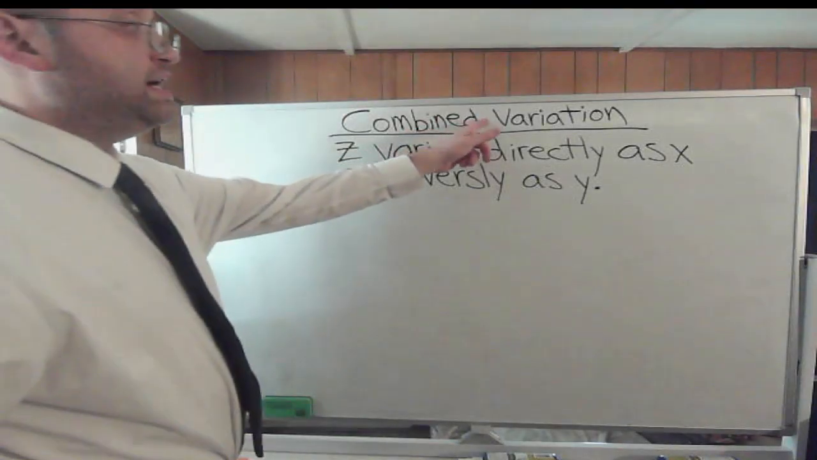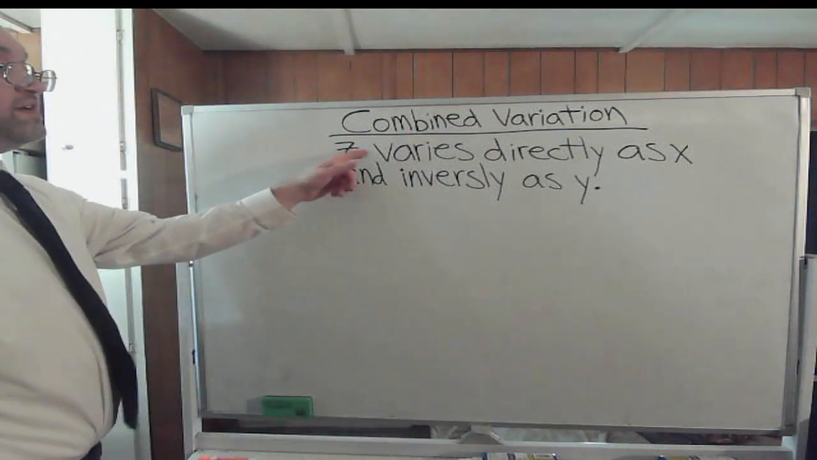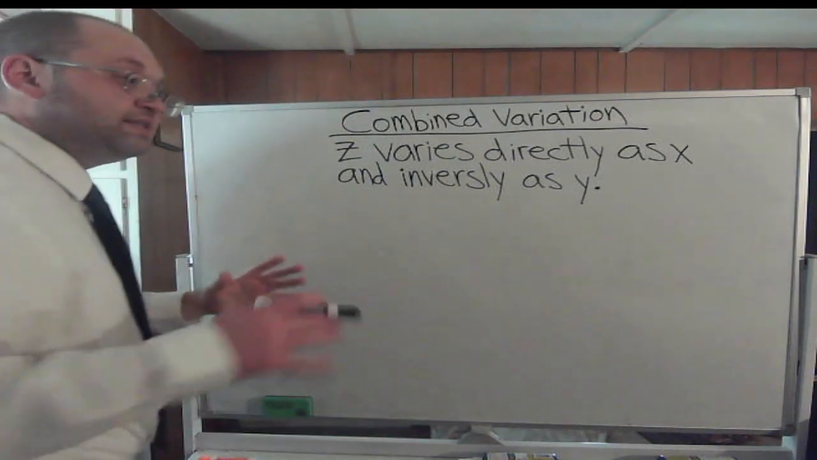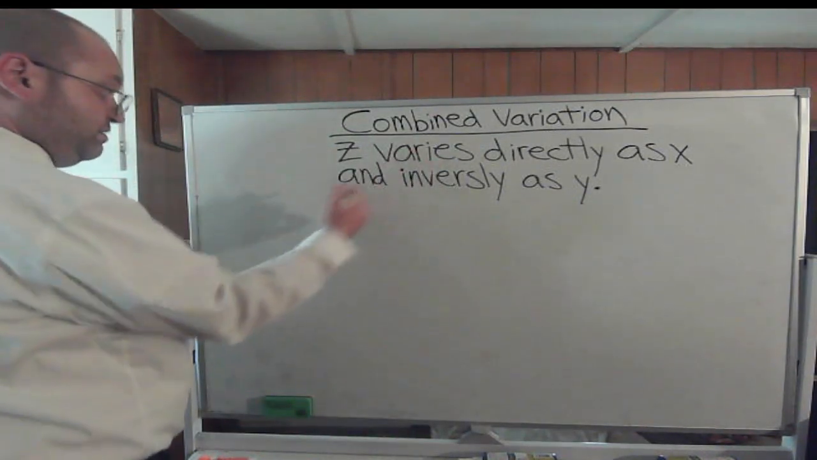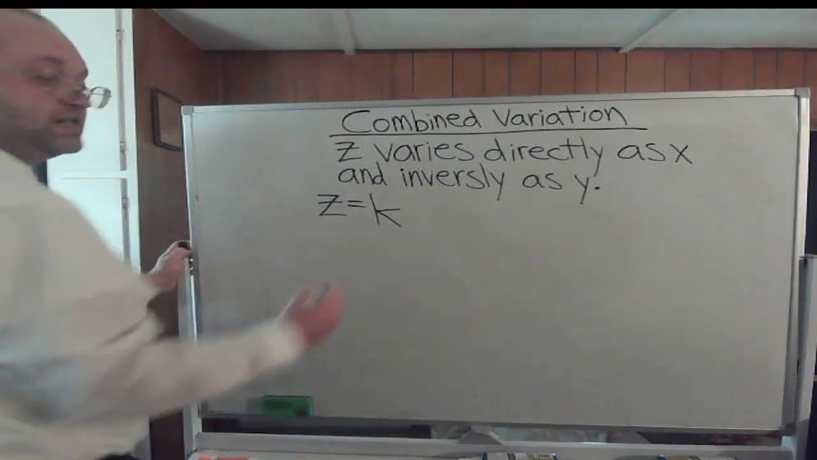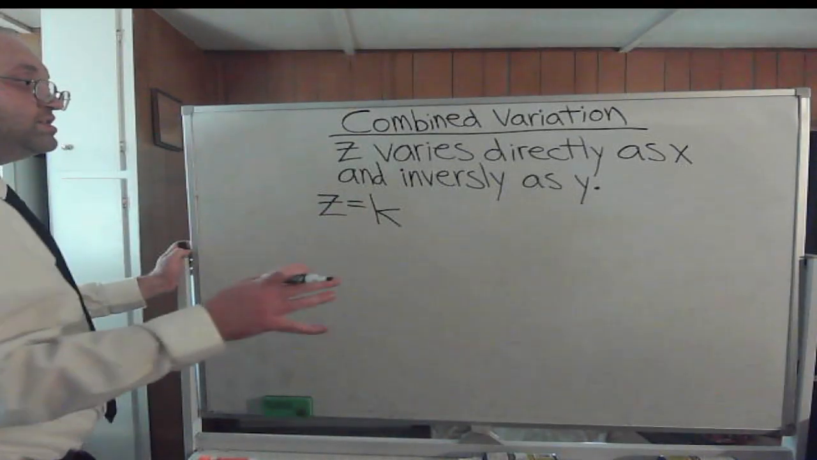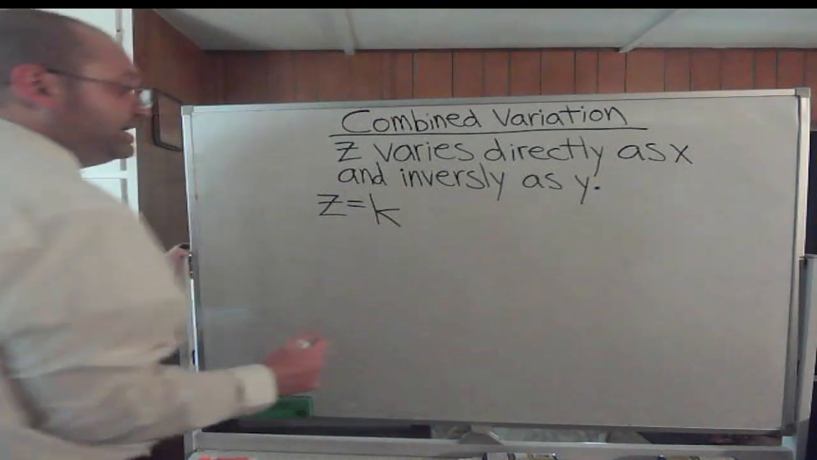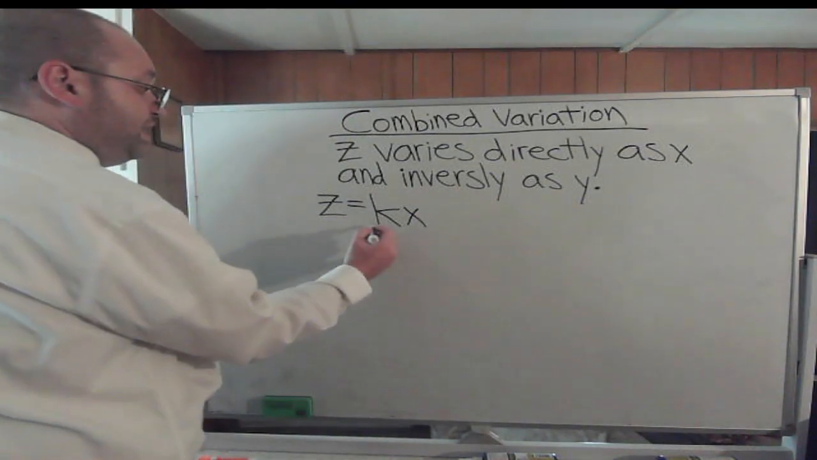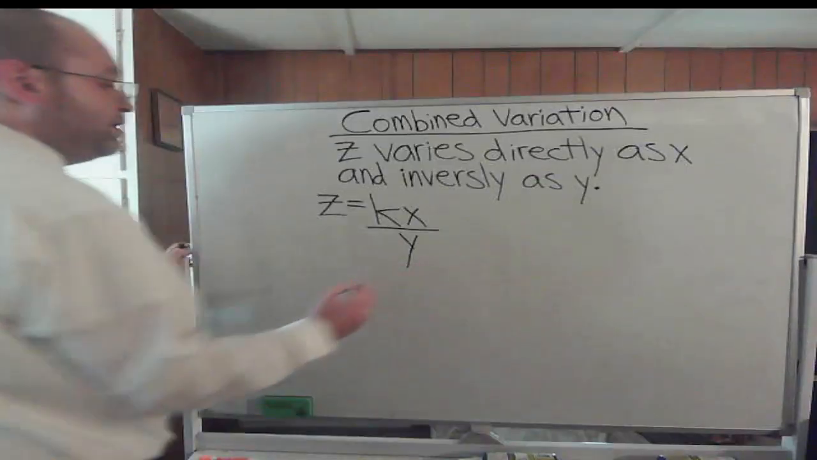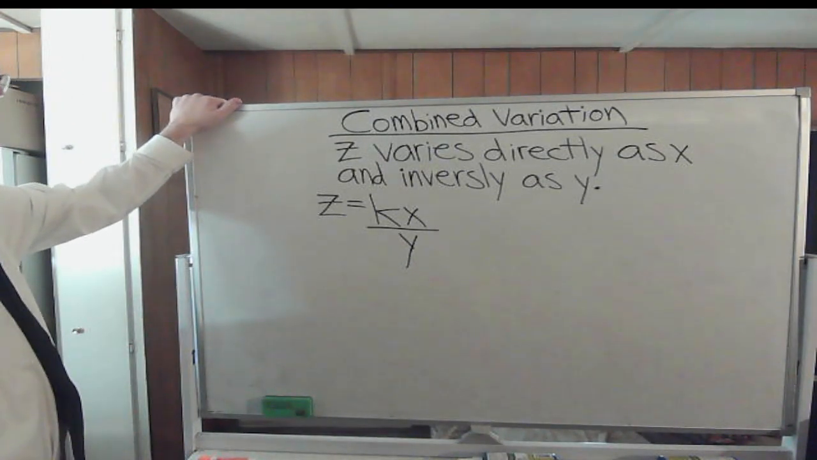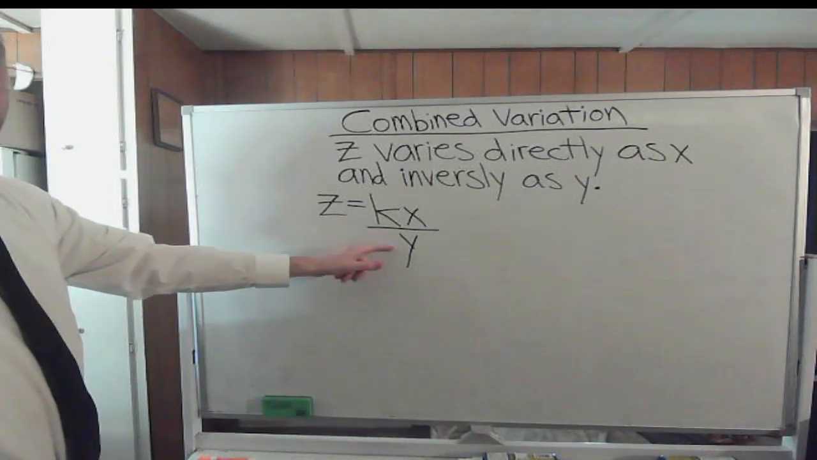That's what's called a combined variation. When z varies directly as x and inversely as y. So how do you set this up? Well, we'll start with the z. That's equal to, of course, your constant of variation always comes first, your k. So z equals k so far. Then it says directly as x, so that's going to be k times x, and inversely as y. So that means it'll be that kx divided by y. So what you'll have is z equals kx over y.